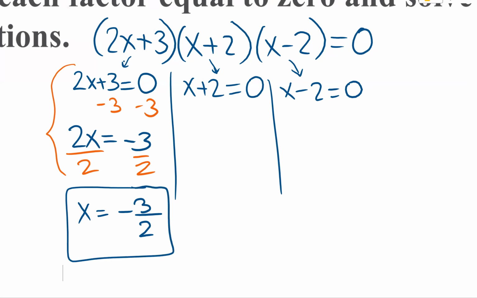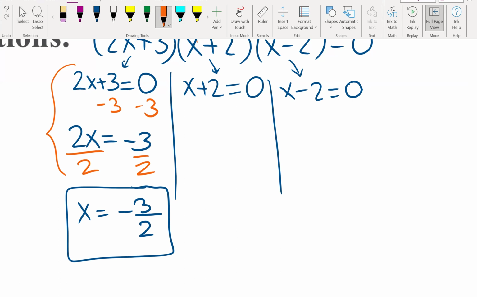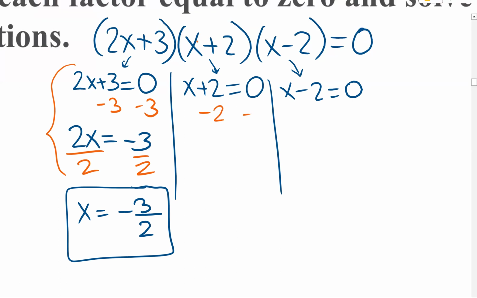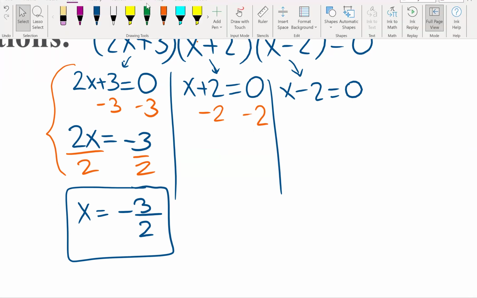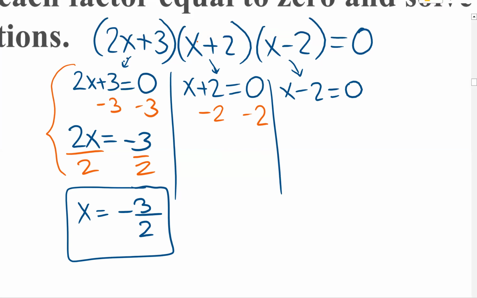We're going to get 2 more here from the other 2 factors. So this middle factor, x plus 2 equals 0. I just need to subtract 2 from both sides. And that's really the only thing I need to do. There's no coefficient of x that I need to get rid of. X is just equal to negative 2 there.